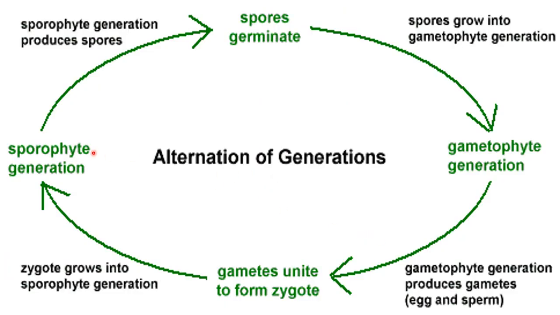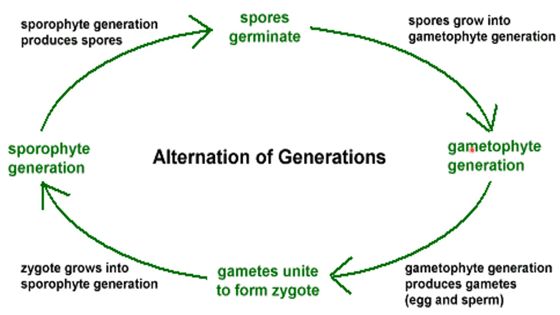Now you can see here, this is the sporophyte generation, the diploid plant body, because this diploid plant body in plants produces spores. The sporophyte generation produces spores. That's why we are calling it sporophyte, because it is spore producing. Now these spores germinate, and after germination these spores grow into the gametophyte generation.